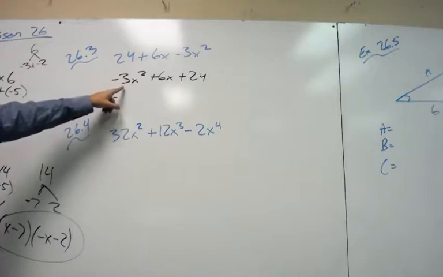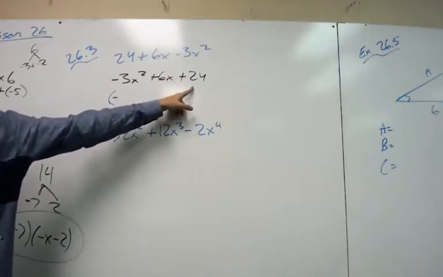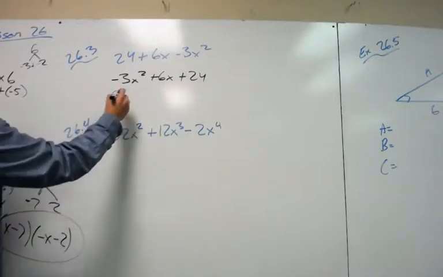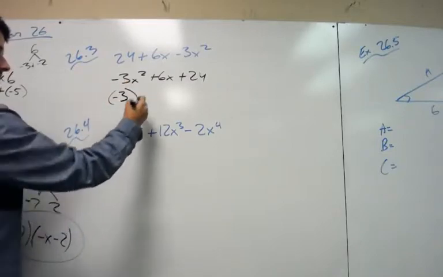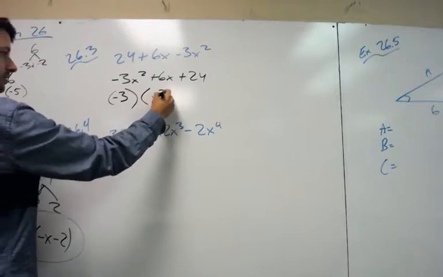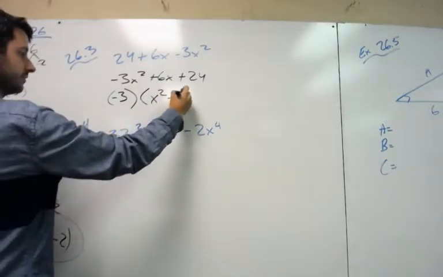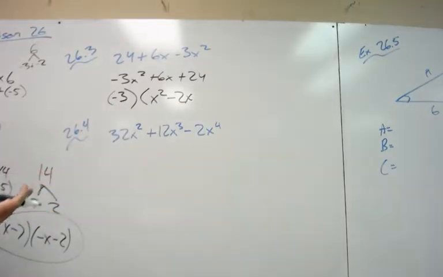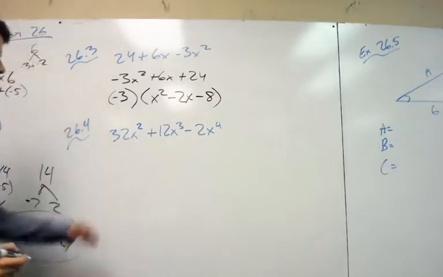Well, good for us, the 3 factors into the 3, the 6, and the 24. It is a factor of all those. It's divisible by all those. So we can take out actually a negative 3. When we take out a negative 3, we're left with a positive x squared. Okay, divide this by negative 3, we're left with negative 2x. That's all we're doing, dividing the 6 by negative 3 in a sense. Divide the 24 by negative 3, negative 8. And so now we're to this point.